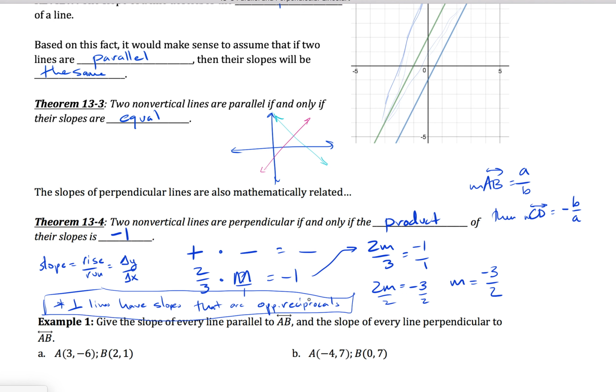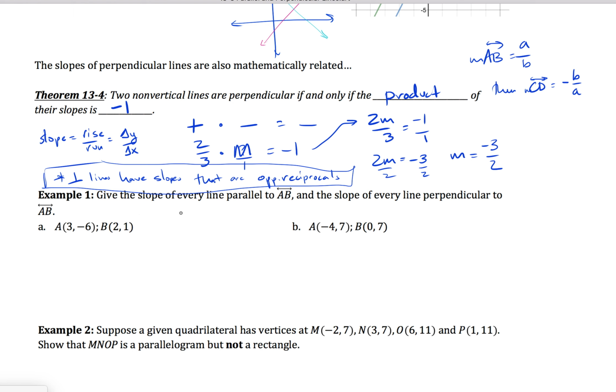So let's do a couple examples. In example 1 here, we're asked to give the slope of any line that's parallel to line AB and any line that would be perpendicular to line AB. So the first thing we need to figure out is, what is the slope of line AB? We're going to do the change in y over the change in x, and we have to keep our order consistent here. So I'm going to do -6 minus 1 for the change in y. I went with point A's y coordinate minus point B's y coordinate, so I need to keep that pattern the same for the change in x. So I'll do 3 minus 2, point A's x coordinate minus point B's x coordinate.